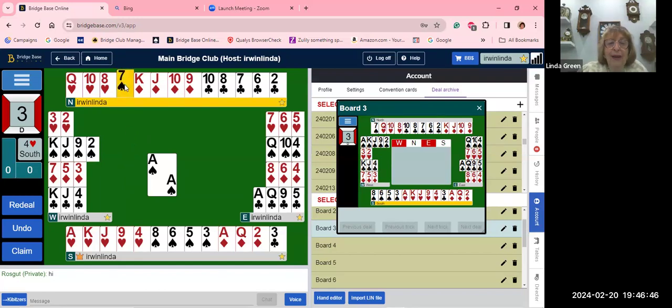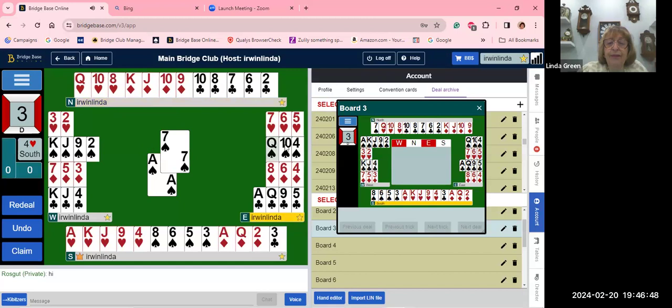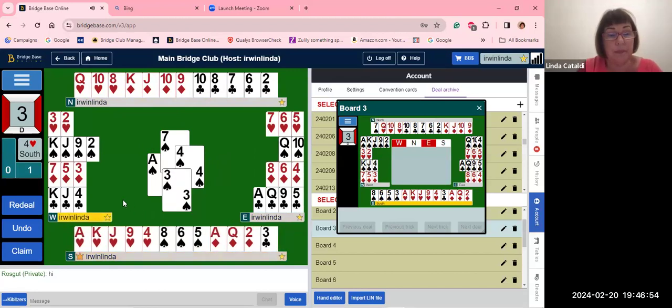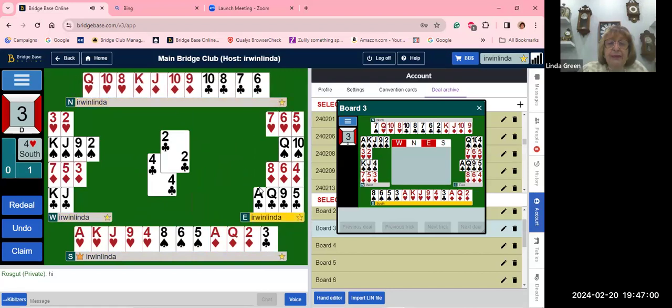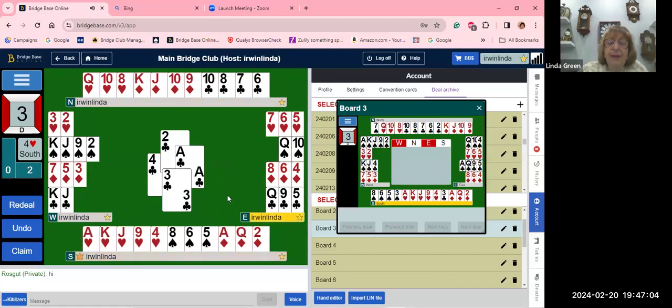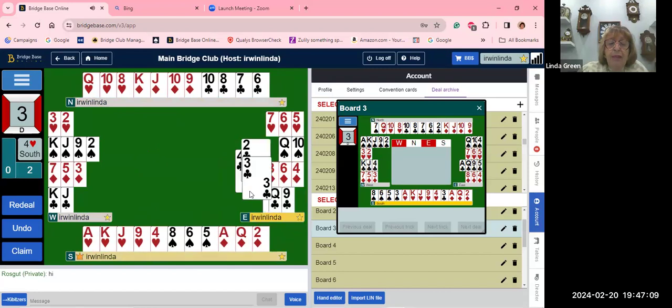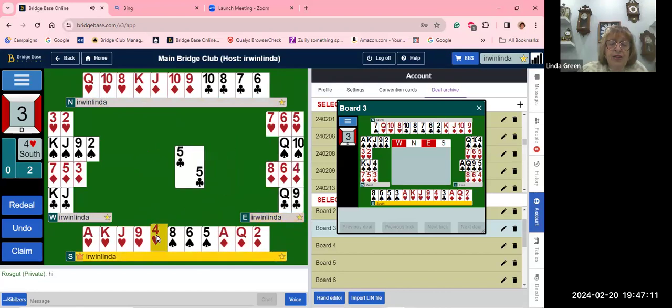So when they lead the spade, they're going to see that there are no more spades in dummy. They are going to switch to a club automatically. And they're going to win the ace. And they don't know that declarer's got a singleton. And they're going to come back a club. And you're going to ruff it.